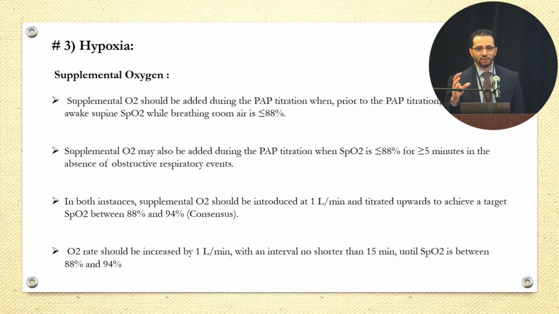After sleep, you make sure you eliminate the obstructive events because that itself can improve the oxygenation. If you still have problems despite elimination of the respiratory events, you start the oxygen supplementation. You start at 1 liter and go up. Your goal is not to over-oxygenate, but your range is between 88% and 94%.